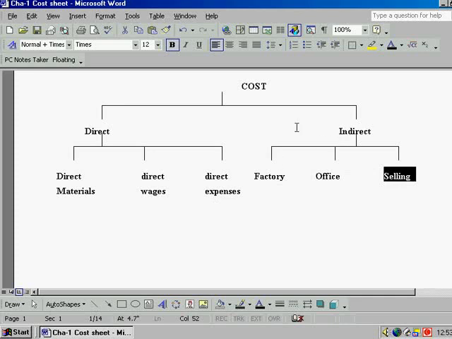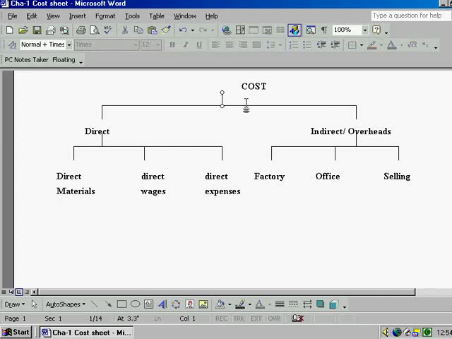Indirect costs are also known as overheads. Is that fine? Now with this classification, we now try and understand what do you mean by a cost sheet. I told you cost sheet is a sheet of paper where we will write all the cost. Now you only tell me, first we should record which cost? Direct cost or indirect cost?